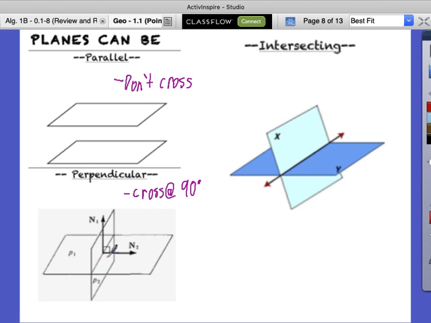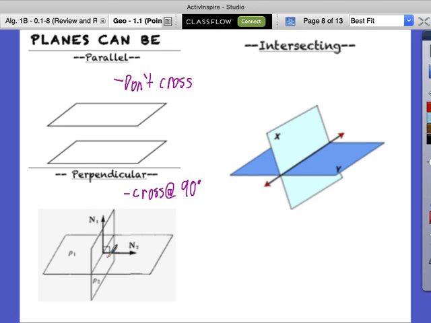So not all the time would two planes intersect at 90 degrees. Sometimes they just intersect normally at a non-90 degree angle. But this wall, compared to the floor, would intersect at a 90 degree angle. This wall with the ceiling would intersect at a 90 degree angle. Over here in this bookcase, this bottom would intersect with the front at a 90 degree angle. Most of the time in nature, we end up seeing these.